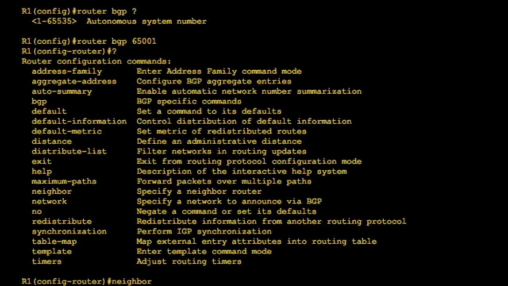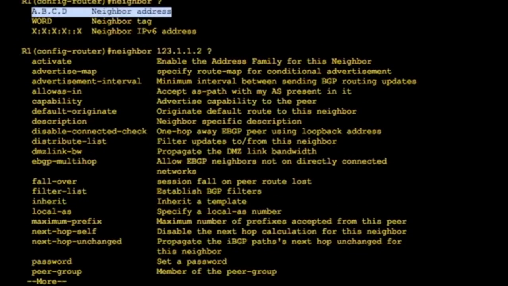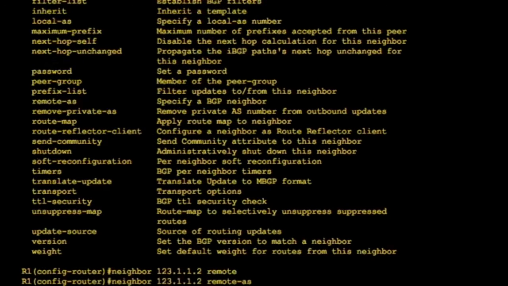So the keyword we need is neighbor, and you see here we've got some choices now: neighbor address, neighbor tag, and a neighbor IPv6 address. We're only doing IPv4, so we're going to be using an IPv4 address. So we'll do neighbor, and remember router 2's IP address was 123.1.1.2. So neighbor 123.1.1.2, and these are all the options open to us, but we're just doing very lightweight, very easy iBGP configuration right now. So the only keyword we really need to configure is remote AS.